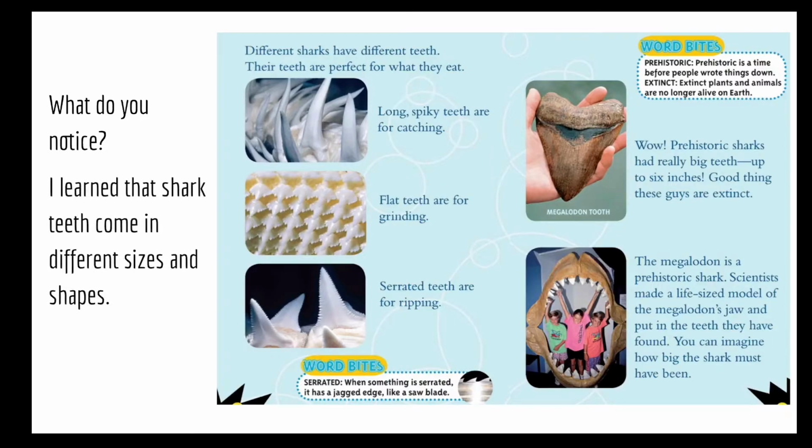Wow, so these pictures taught me lots of things about sharks and their teeth. I learned that shark teeth come in different sizes and in different shapes. And they gave us a caption telling us that each shape and size has a different reason. Those long, spiky teeth are for catching the prey. The flat teeth are for grinding, and the serrated teeth are for ripping.